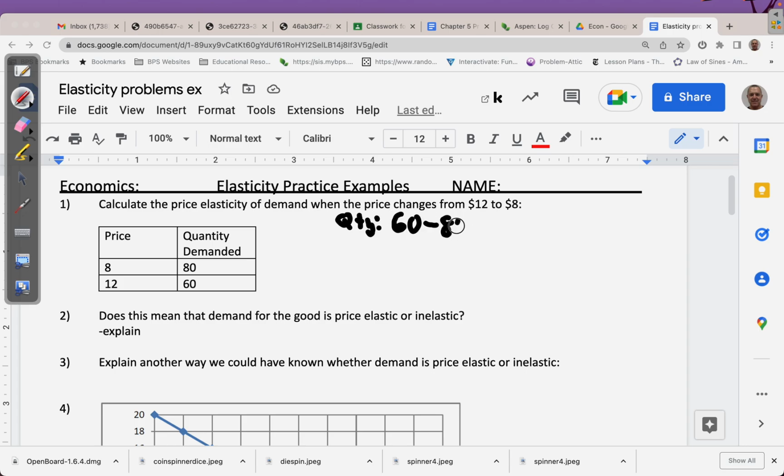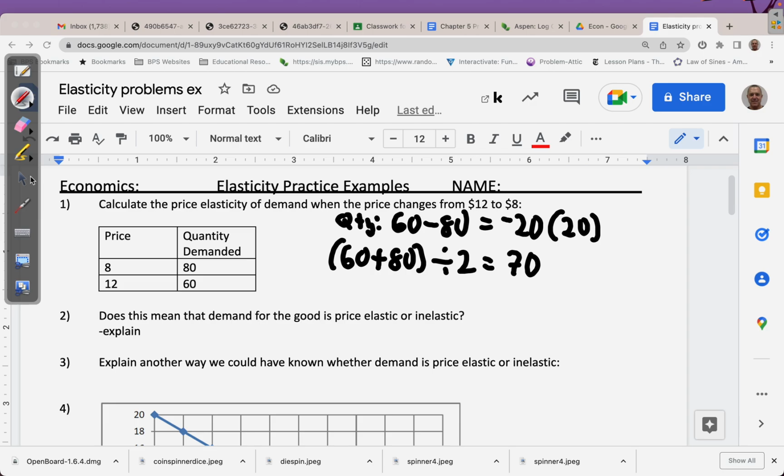60 minus 80 is negative 20, but we're just going to call it 20. 60 plus 80 divided by 2 is 140 divided by 2, that's 70. So we're going to type down here quantity, 20 divided by 70, and that's going to be 0.28.